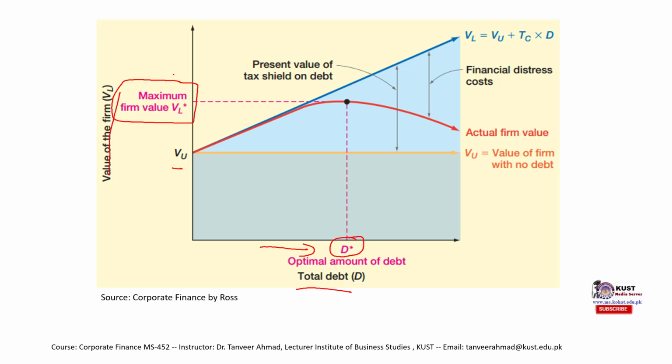So what this theory says is that as we keep on increasing debt, the value of the firm will not increase indefinitely. It would increase to a point at which the value of the firm would be maximum, and after that, if we keep on increasing debt, the value of the firm would decrease.